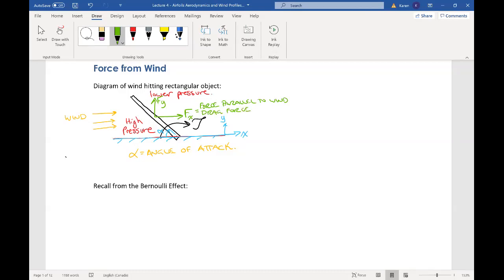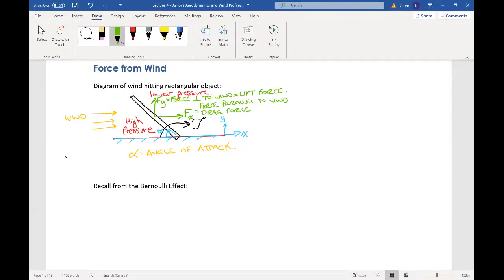And the force in the Y direction is the force perpendicular to the wind. And it is called the lift force, by definition.